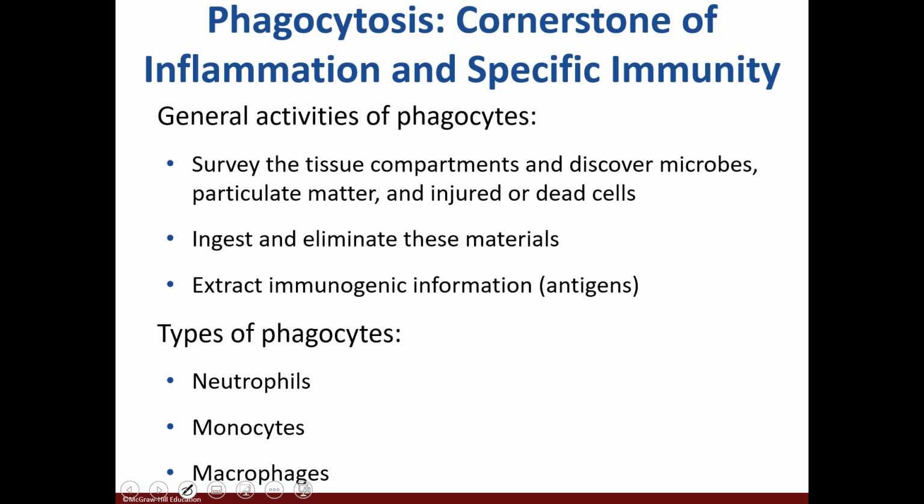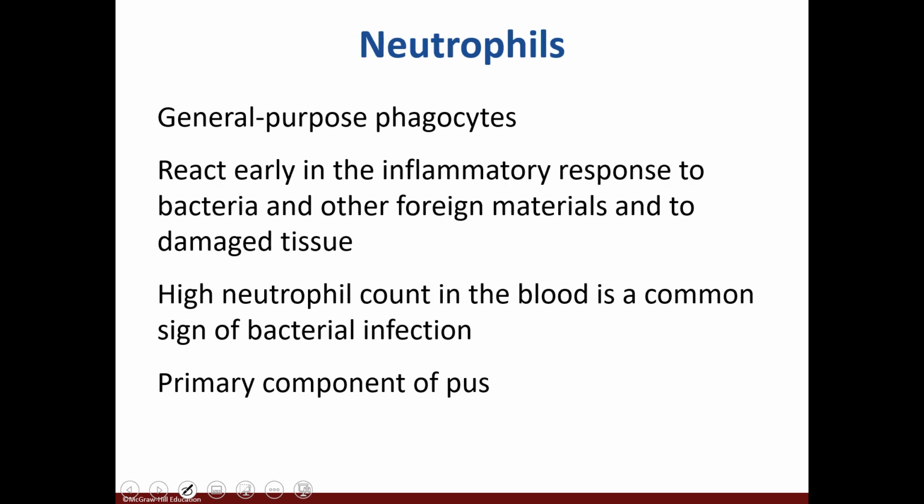Phagocytosis involves immune system cells searching, identifying, ingesting, and eliminating pathogens. The phagocytes are also responsible for extracting antigens. The phagocytes include neutrophils, monocytes, and macrophages. Neutrophils are phagocytic leukocytes that are nonspecific. They're the first responders in the inflammatory response, and a high count indicates a bacterial infection. Neutrophils are also a primary component of pus.